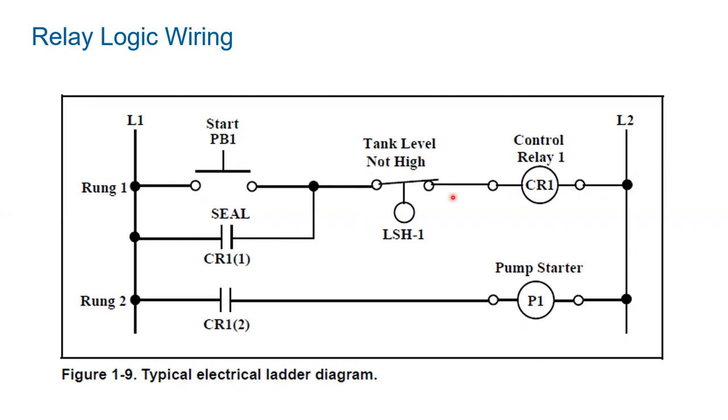parallel. And the only way for this latch circuit to be broken is for the tank level switch to be triggered. Because once this opens, that breaks power to this relay, and then that makes this contact go back open again. Also makes this contact go back open again. That makes the pump stop. So simple, elegant, and this is an incredibly common thing that you would see done.